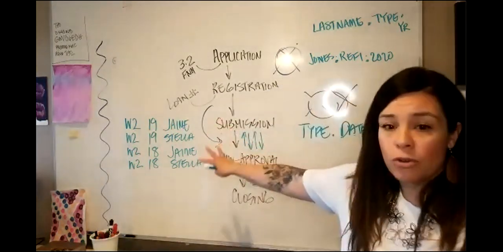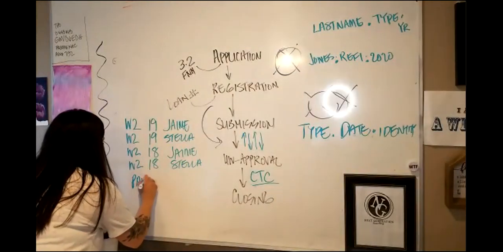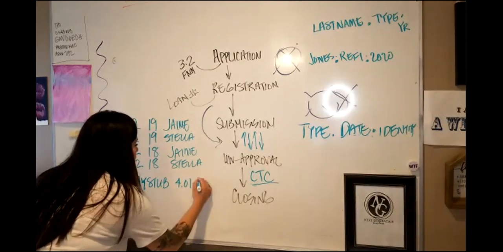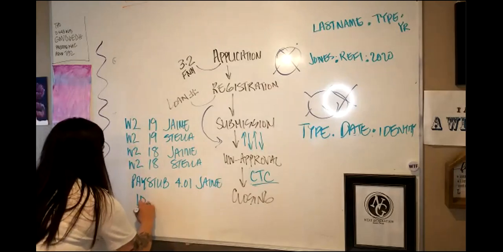Okay. So you might have like pay stub. Pay stub. And maybe this is his 4-1 and it's Jaime's. Okay. ID, Jaime.